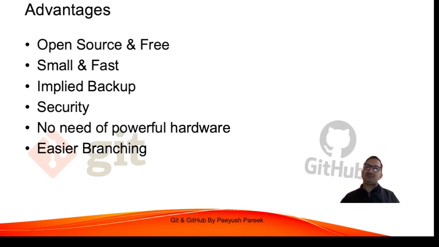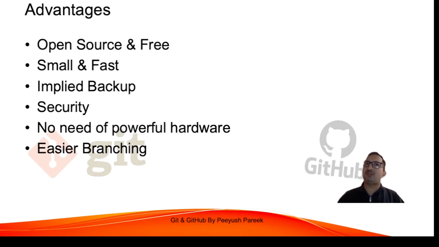Third is the implied backup. Implied backup here refers to the multiple copies. That means we do not have any fear that the copies will be lost, because we have the local repository which has been mirrored to all the clients. If something corrupts, we can take the backup from the different clients.